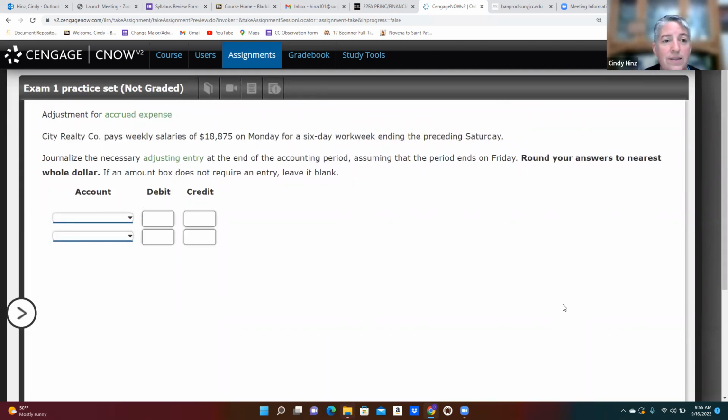Our next exercise is another adjustment. So this is also from chapter 3. And it says that we pay salaries on Monday for a 6-day work week that ended the previous Saturday. So I'm just going to do some quick math here. So if our employees are earning $18,875 a week, and that's for 6 days, then how much is the earnings per day?